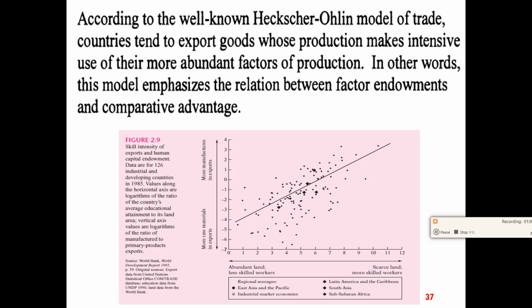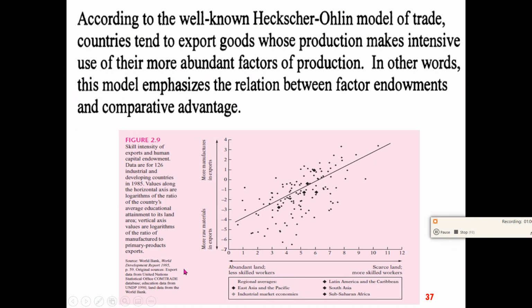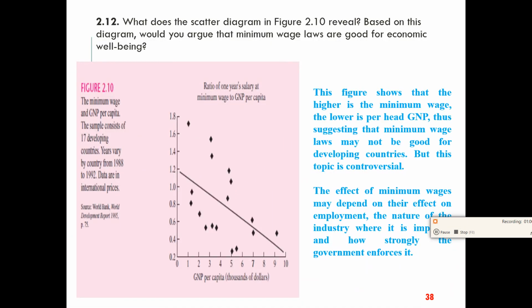A bit earlier. So in other words, if you are able to use the typical terminology of trade, this model emphasizes the relationship between factor endowments and comparative advantage. That is, the countries who have comparative advantage in skilled workers are producing manufactured products. The countries which have comparative advantage in land are expected to produce more raw material, right? So this was about this particular example.